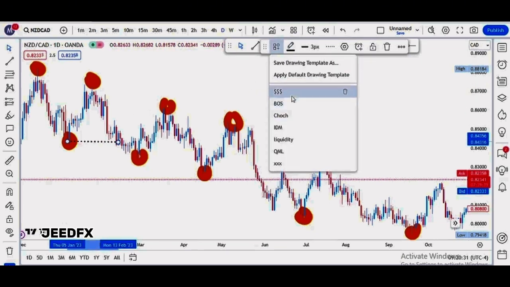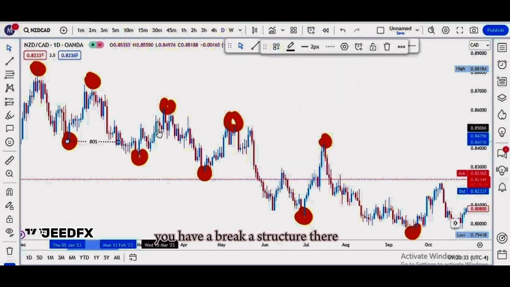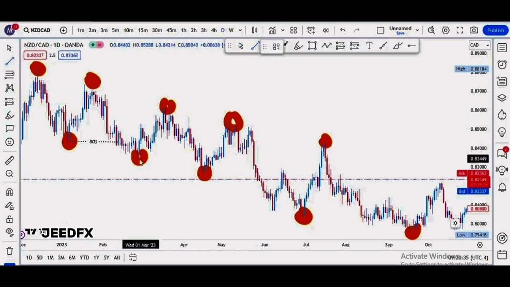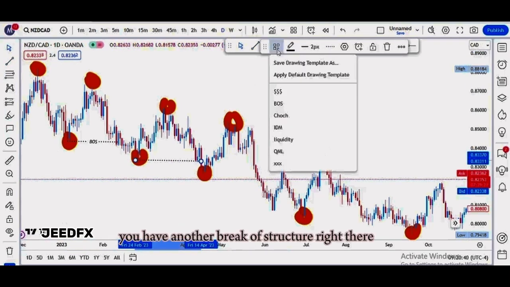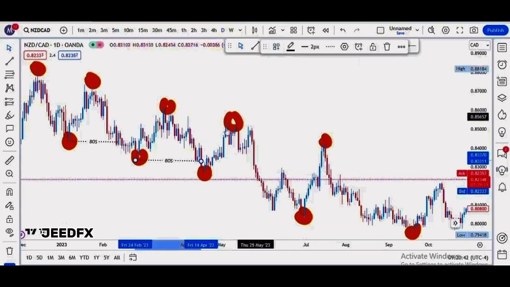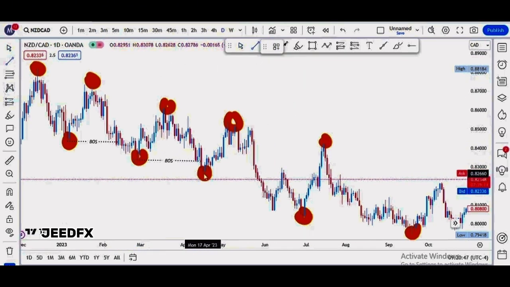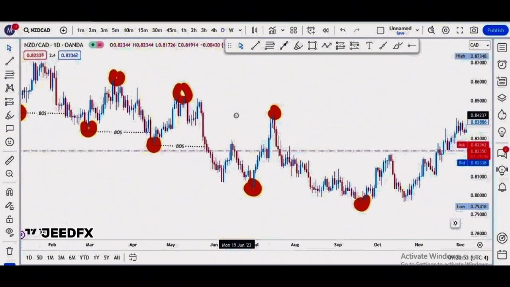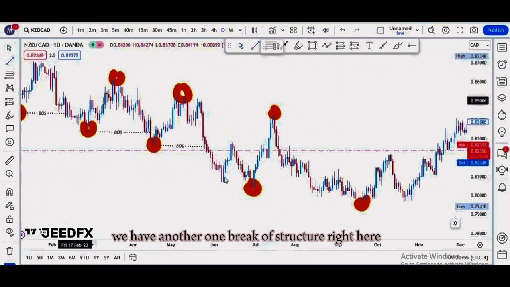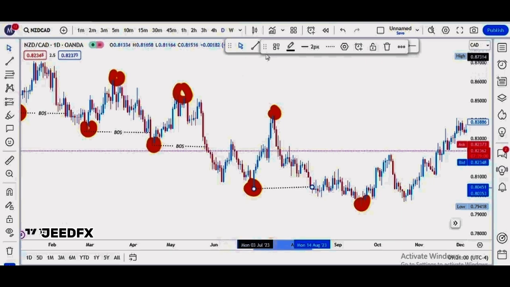Break of structure. We have a break of structure there. Another break of structure right here. We have another break of structure there, and another one here. There's another break of structure there, and right here we have another one, and another break of structure.